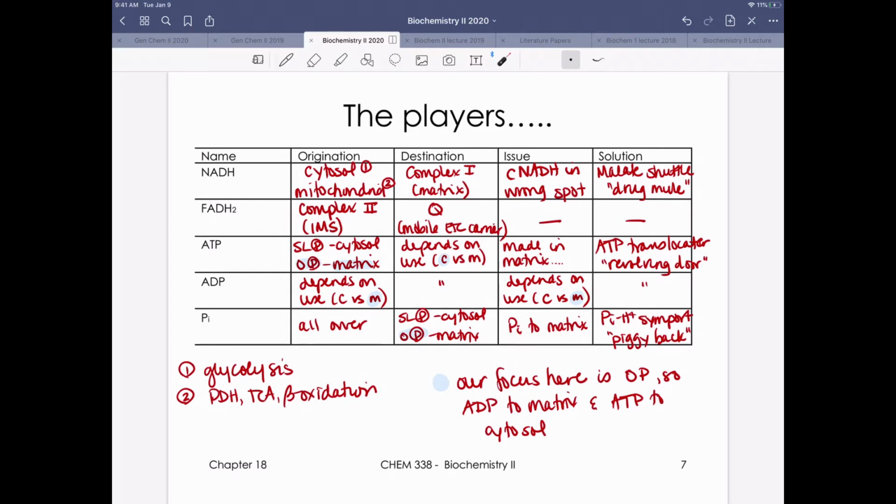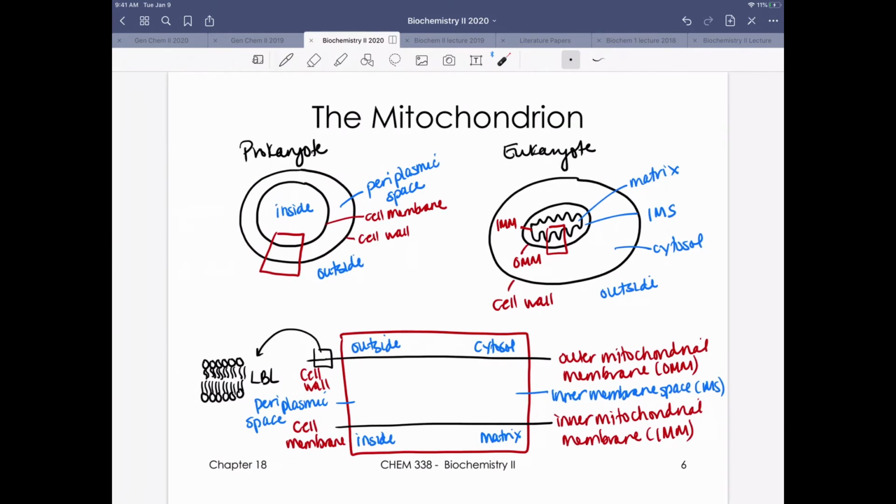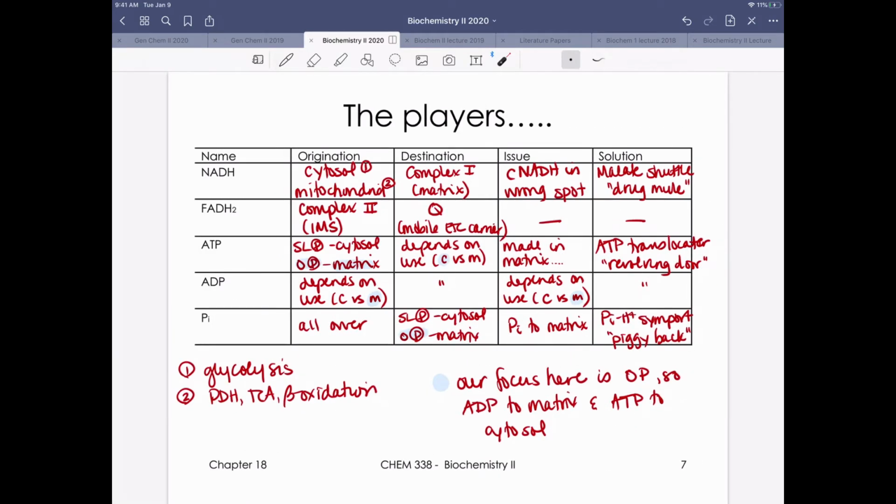So we need inorganic phosphate in the matrix so that it can be combined with ADP to make ATP. How we get it in there is with this inorganic phosphate proton symport, and we kind of referred to this as a piggyback. Remembering that we're normally moving protons from the matrix out to the cytosol, they are going to want to come back in to get rid of that concentration gradient, or flow with their concentration gradient. And so if we can have some inorganic phosphate piggyback on the way back in, that's a way to use that energy from the proton gradient to pull inorganic phosphate in.